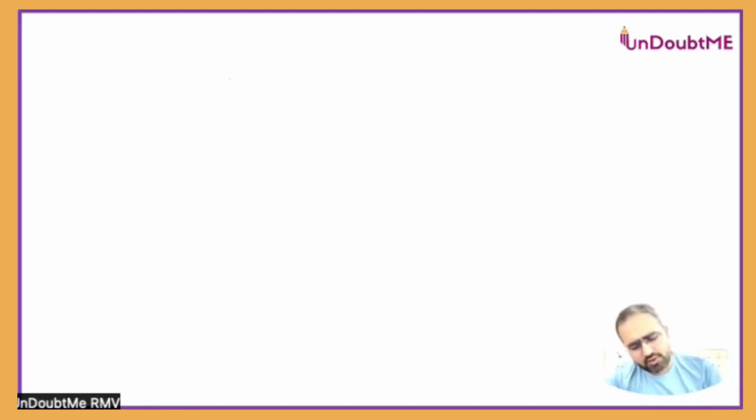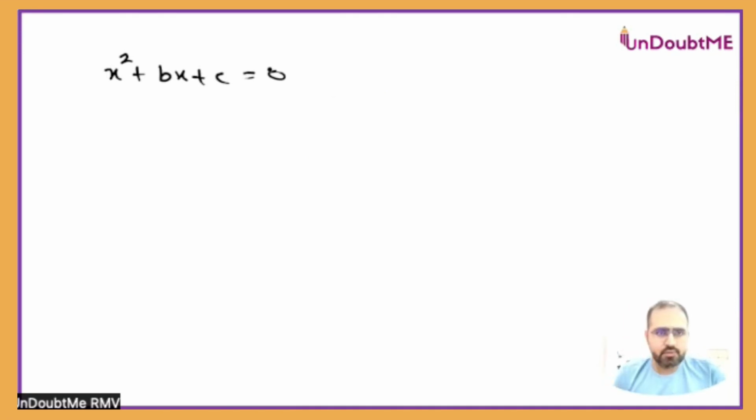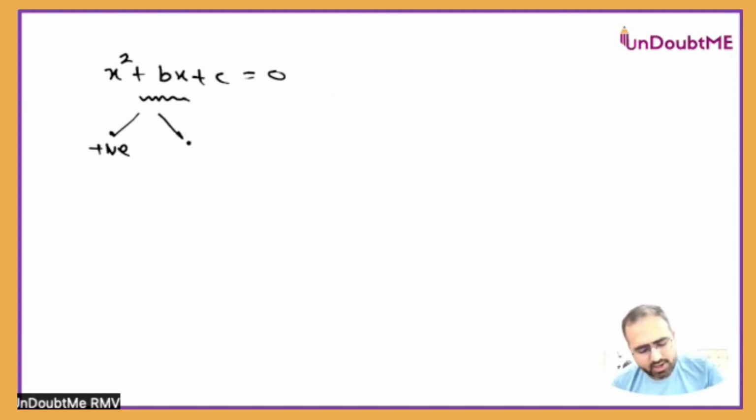If I have a quadratic where I have x square plus bx plus c equal to 0, the first thing I will observe is the sign of the middle term, whether it is positive or negative. Sign of middle term means the sign of the term containing x. If it is given in a jumbled form, then it may not be in the middle. It is the sign of the term containing x, x to the power 1 to be precise.